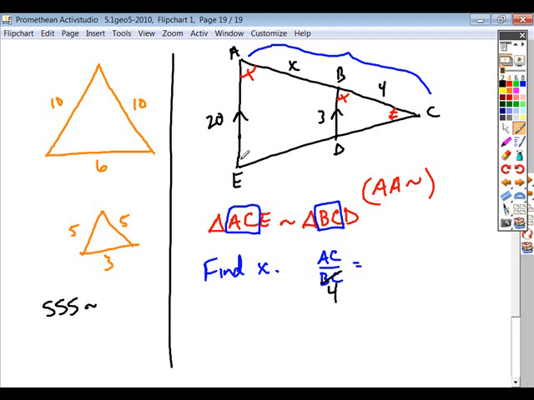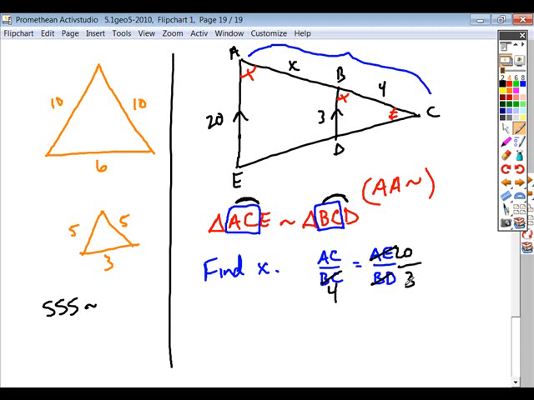So we have a value for AE and BD. Do those correspond to each other? AE and BD. Yeah. So you can set up your ratio AE over BD. So this is the pair. This is the pairing that you would choose. You could plug in your values for that. So AE was 20, BD was 3. And so here's your equation.